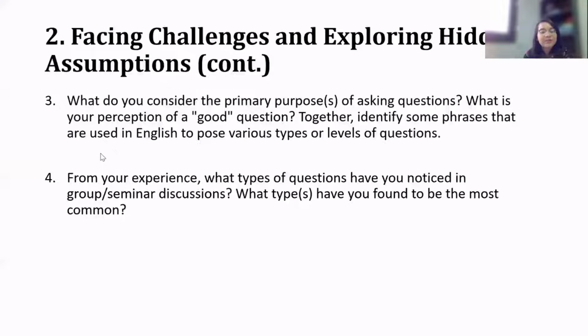And then number 4, from your experience, what types of questions have you noticed in group or seminar discussions? What types have you found to be the most common? But if you haven't had any chance to attend a seminar discussion or group discussion, you may imagine a setting of group discussion in an academic setting, of course, what can probably be the common type of questions.